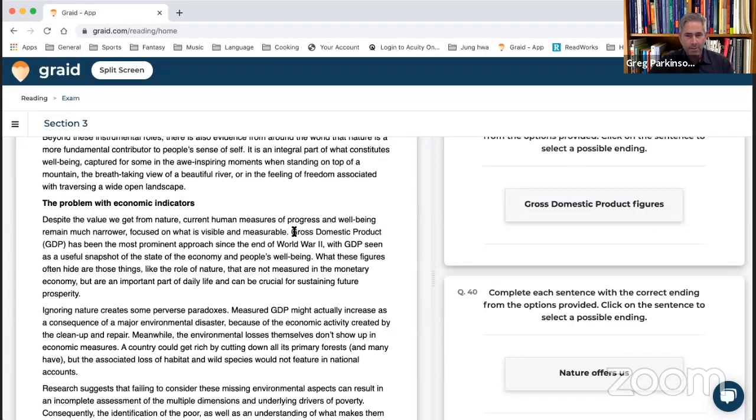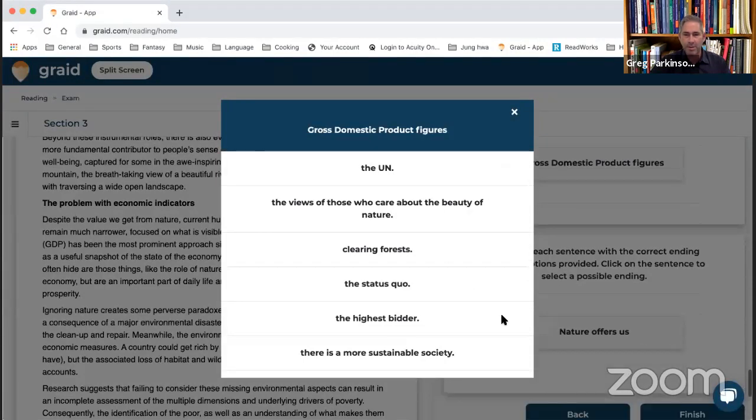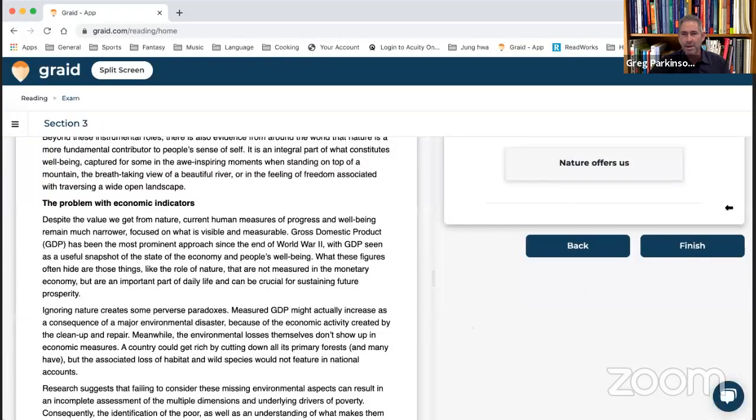Okay, so reading from here, gross domestic product has been the most prominent approach since the end of World War II, with GDP seen as a useful snapshot of the state of the economy and people's well-being. Haven't found the answer yet, but I'm going to keep reading. What these figures often hide are those things like the role of nature. So there we have it. We've confirmed that our prediction was correct, and we can happily select that.